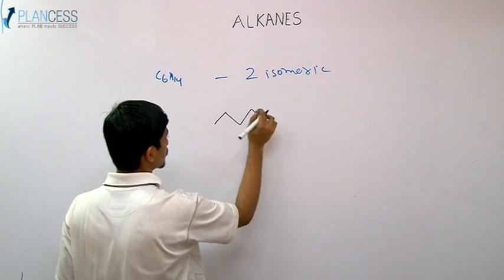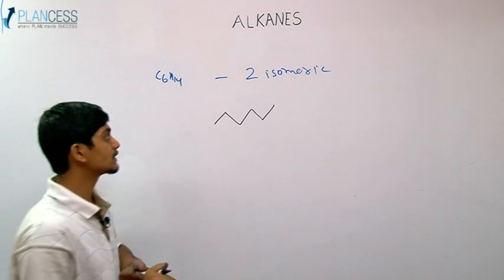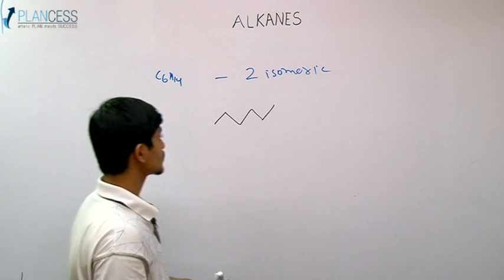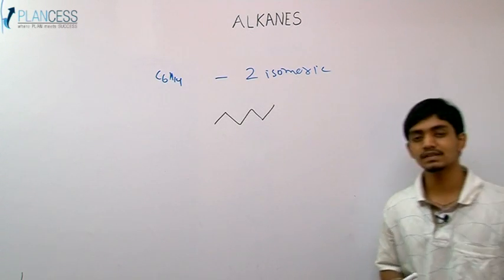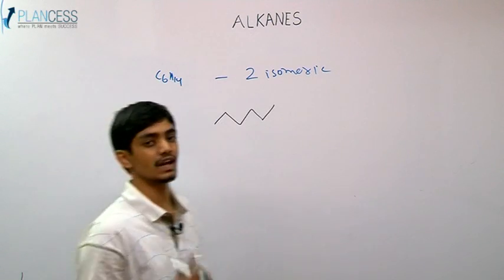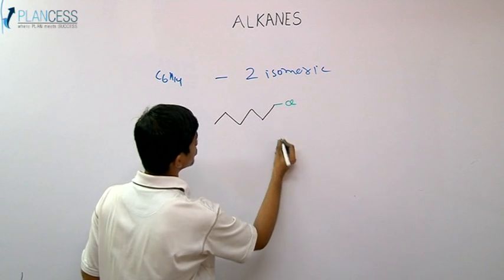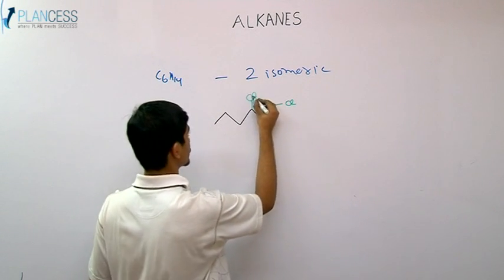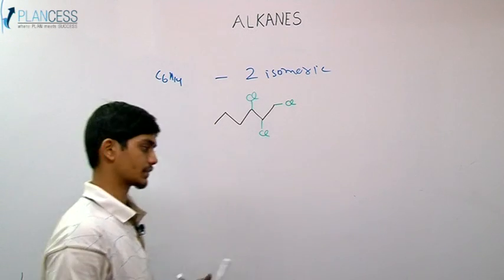1, 2, 3, 4, 5, 6. This is hexane, and if you want to chlorinate it, chlorination, as you know, is not such a selective process. That means it abstracts 1 degree hydrogen, 2 degree hydrogen as well as 3 degree hydrogens. So we can have a chlorination over here, we can have a chlorination over here, and we can have a chlorination over here. So that means there are 3 possible isomeric products.